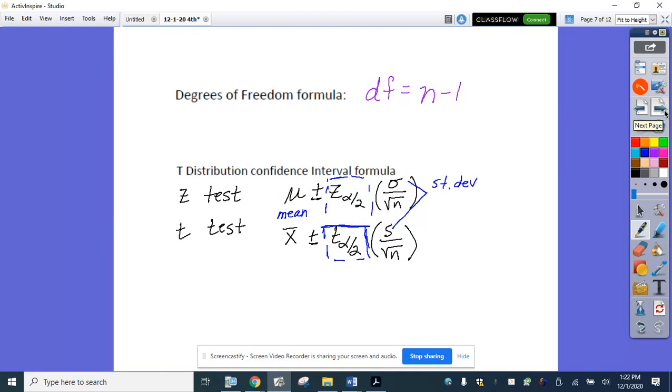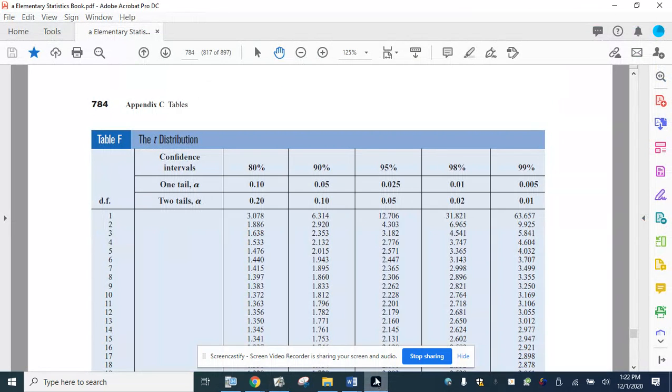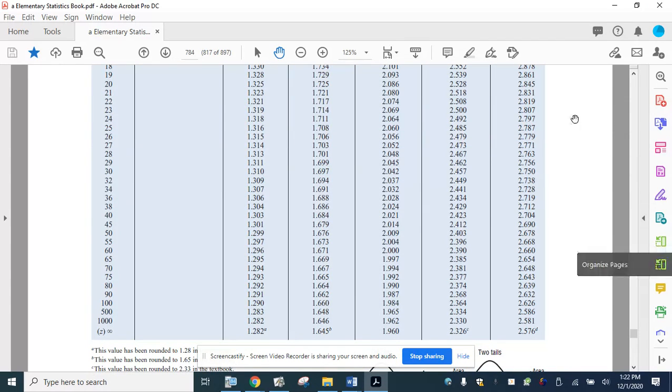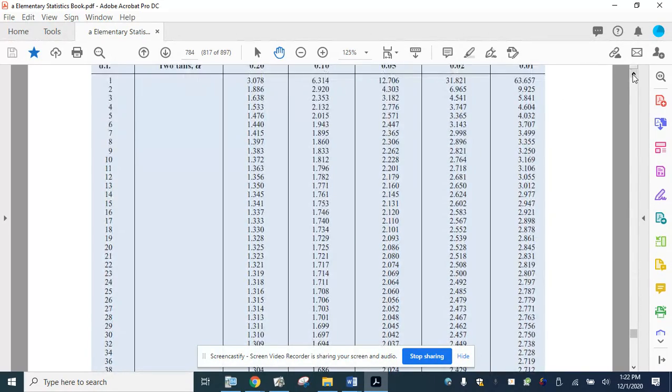Now, on the homework, numbers 1 through 3 came directly out of your notes that we just did. Number 4 is going to be exactly like the one I am about to do. So this says find t sub alpha over 2 value of 95% interval when the sample size is 22. So you need to go to that chart, and I need to scroll down to the 22. I'm going to see if I can get it so that you can see the top also. It makes it a little easier.